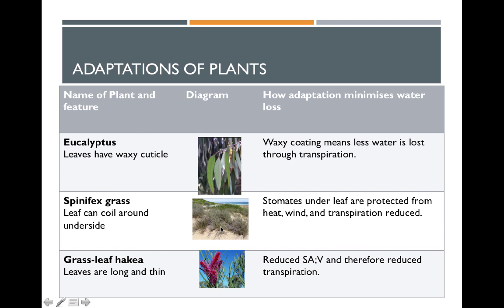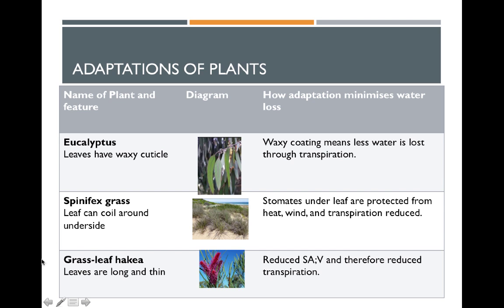Spinifex grass has leaves where they can coil around each other towards the underside. That helps minimise water loss because stomates under the leaf are protected, okay? So they're protected from the direct sunlight, they're protected from wind, which can speed up evaporation, and so transpiration is reduced. So the plant is losing much less water because of that.